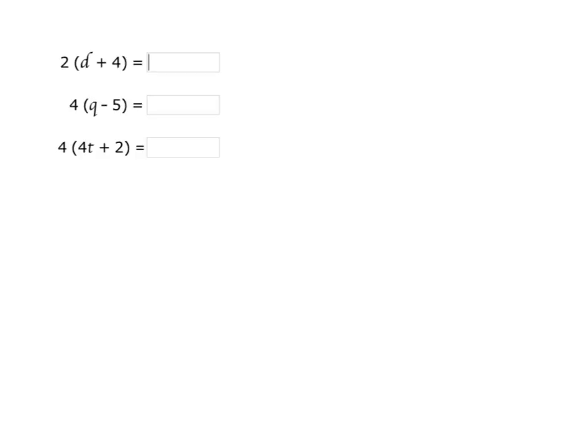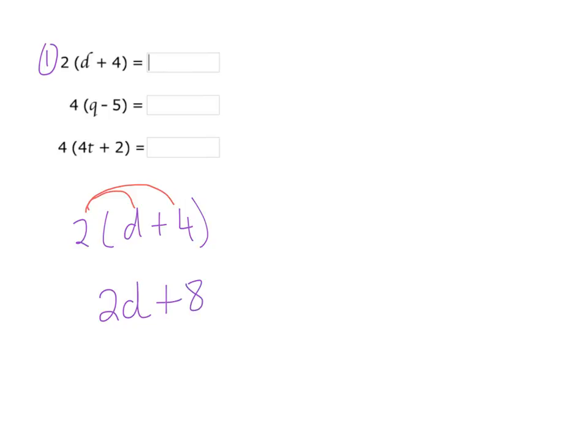Okay, so we're going to first of all start off with this question here, number 1, and it is 2 bracket d plus 4. And how am I going to work that out? Well, I'm going to use little arrows to help me, but 2 bracket d plus 4 basically means 2 times d, which gives me 2d. And then I'm going to multiply the second part of that, which is 2 times 4. So 2 multiplied by 4, and that will give me plus 8. All right, so that's number 1 done for us.